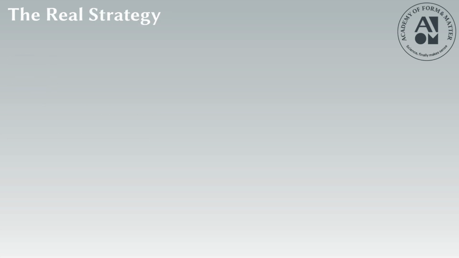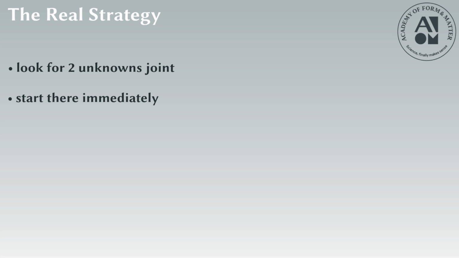So here is the real strategy. Before calculating reactions, look for a joint that already contains only two unknown member forces. If such a joint exists, we can start there immediately. No reactions required yet.